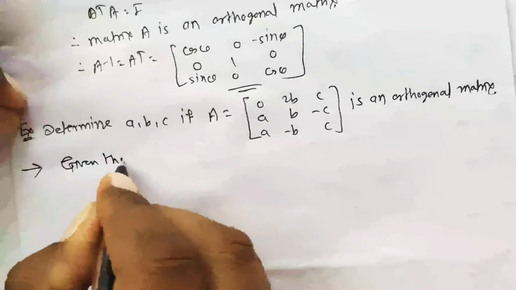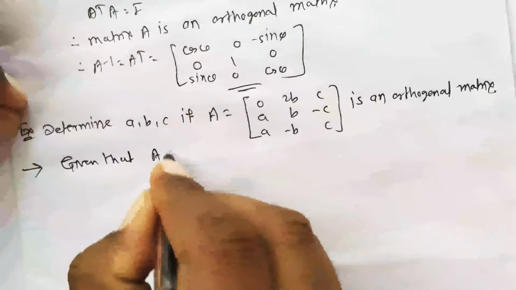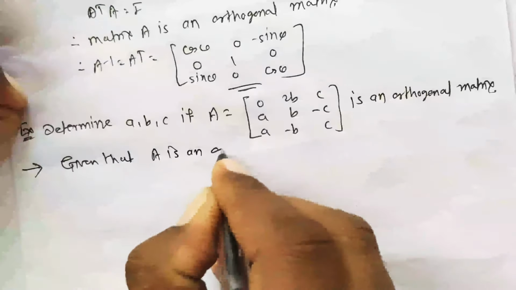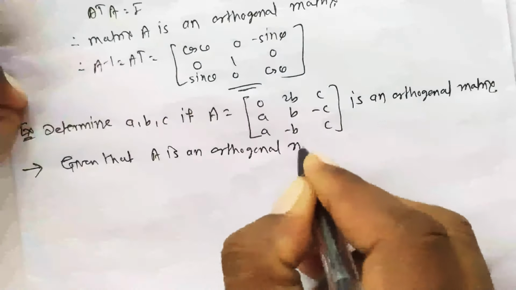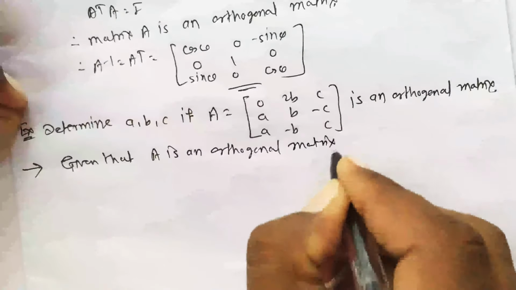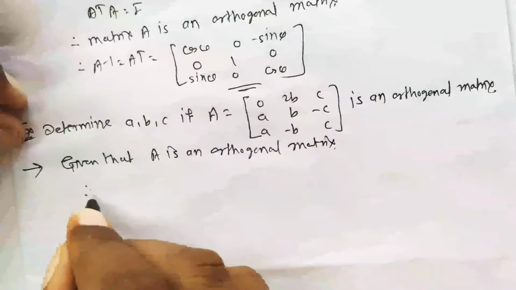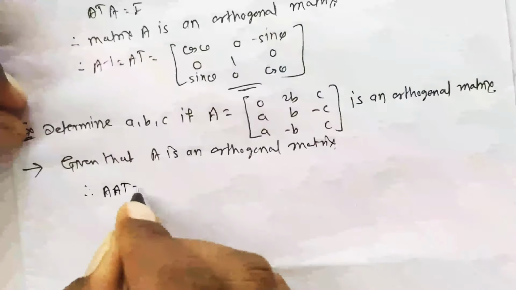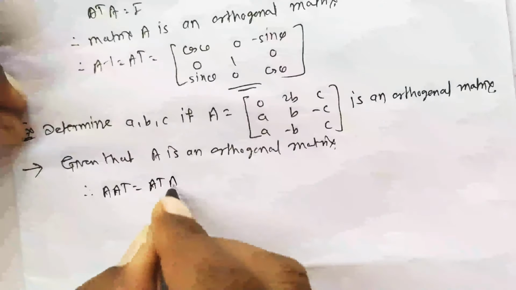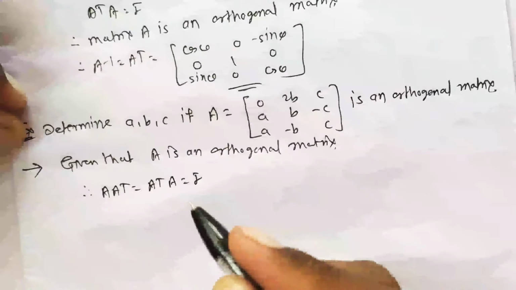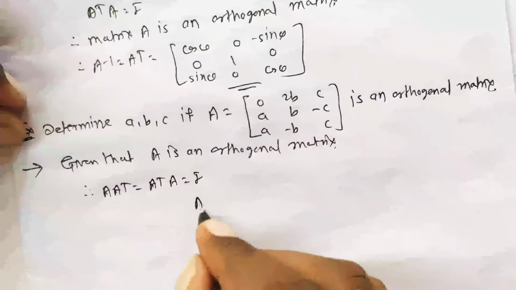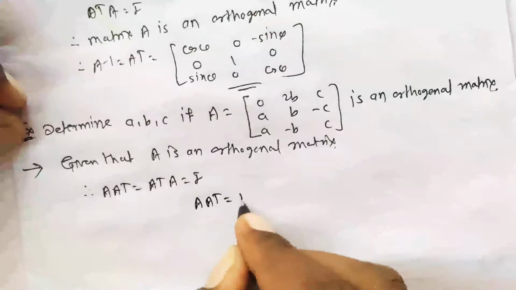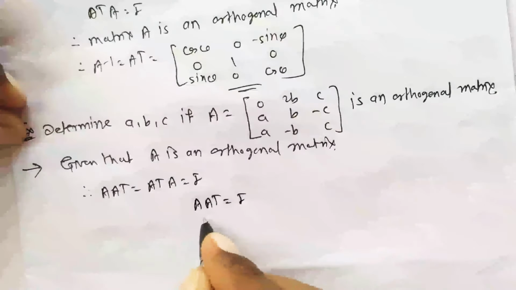So here, given that A is an orthogonal matrix, and therefore A into A transpose is equal to A transpose into A equal to I. This is given in the problem. So take any one condition. Suppose you take A into A transpose is equal to I, this is given, and using this we have to find a, b, c.